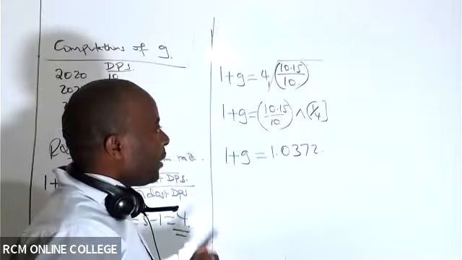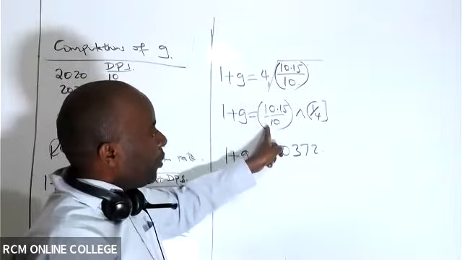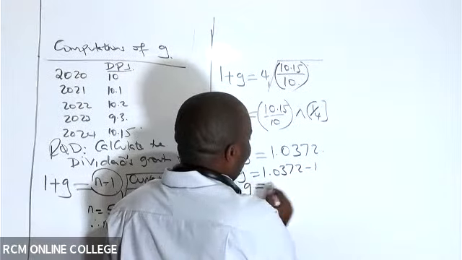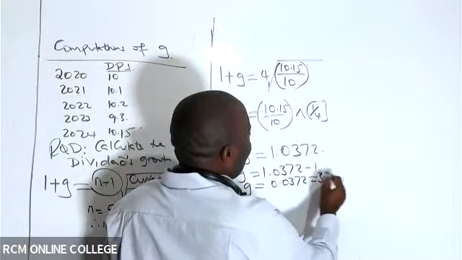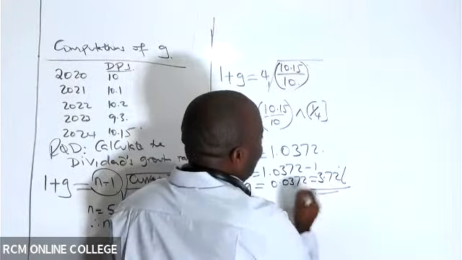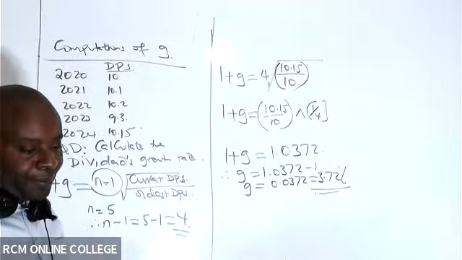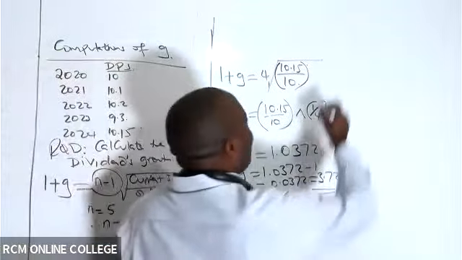So now in this case, the ball is in your court. When they tell you 10th root here, then you know very well it will be raised to 1 over 10. So therefore, my G will be 1.0372 minus 1. So my G will be equal to 0.0372, which will be the same as 3.72 percent. So we've been able to get the growth rate, which we should be able to use.